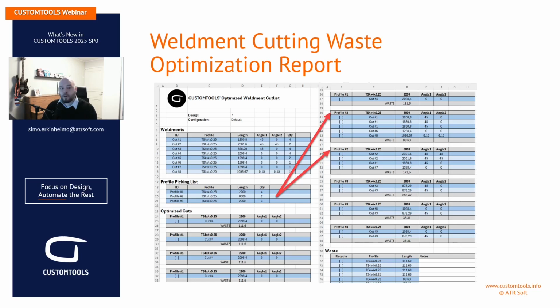The report has all the weldments of the design, then a profile picking list or a purchase list, you can think of it like that as well, and then an optimized cuts table for each of those picked or purchased profiles, describing how that profile should be cut. Lastly, the waste table shows all the remainders of each profile, so you can basically put those still having reasonable length back to the stock.